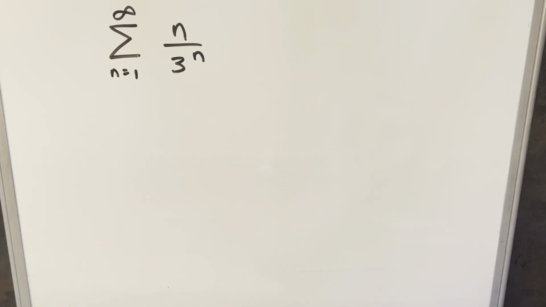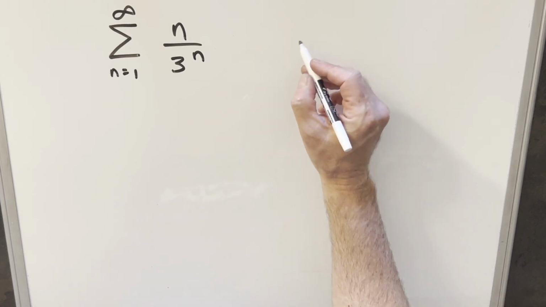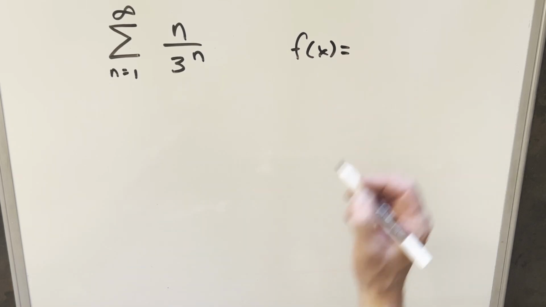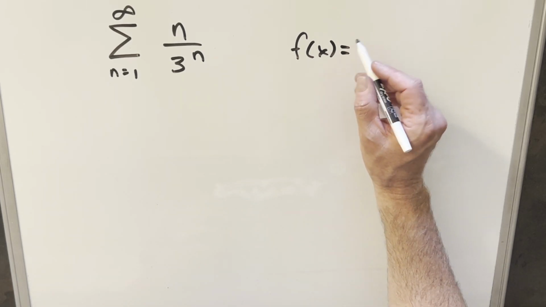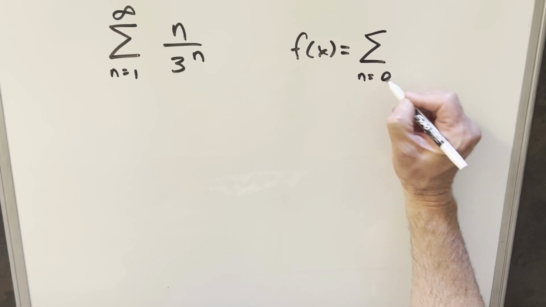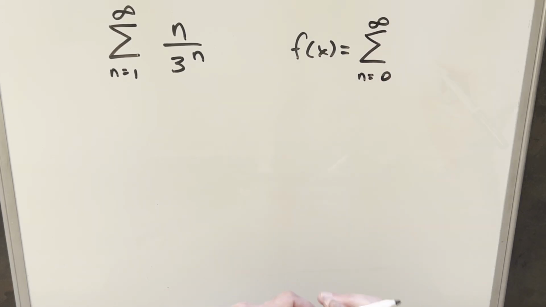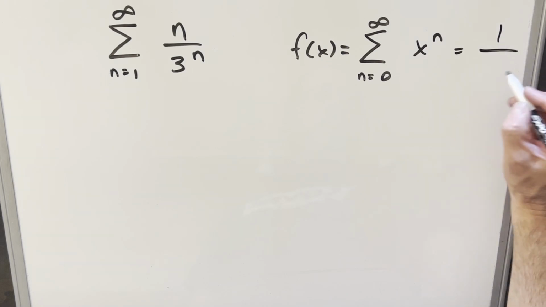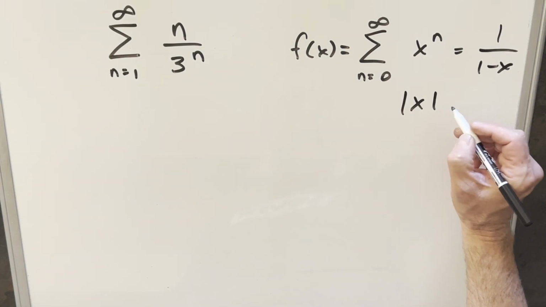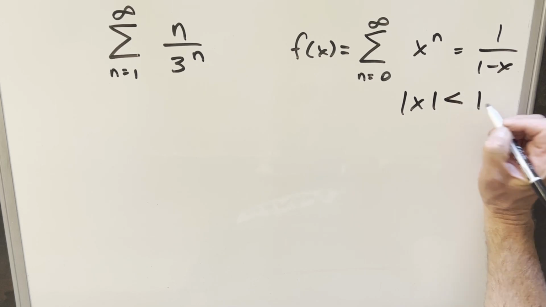But with that n there, we're going to need a different strategy, but we can still use our formula for the geometric series. What I'm going to do is call the formula for the geometric series f of x, and our formula for that is just going to be the sum from n equals 0 to infinity of x to the n, and this is going to be the same thing as 1 over 1 minus x, but it only converges when the absolute value of x is less than 1.